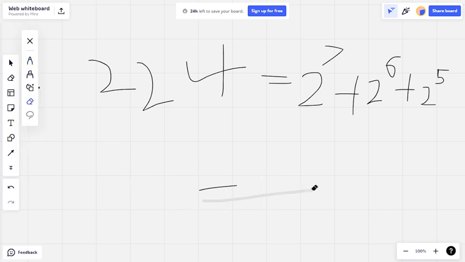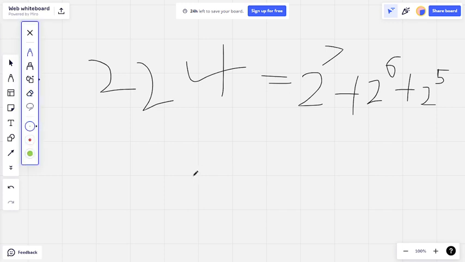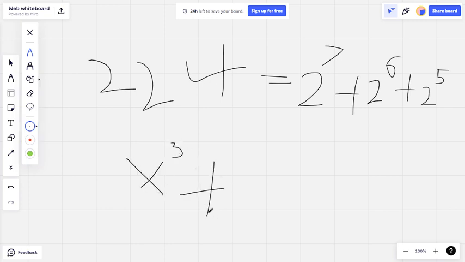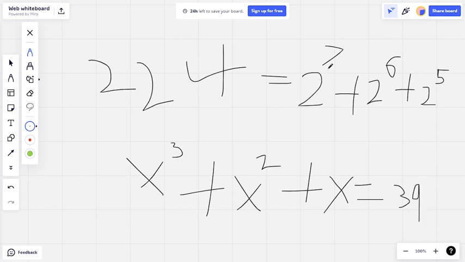And let's try a question, shall we? So what we can do is x cubed... x equals, let me think of something. There you go, 39.